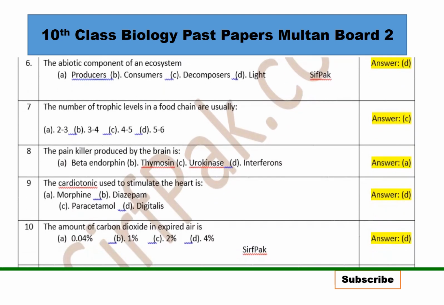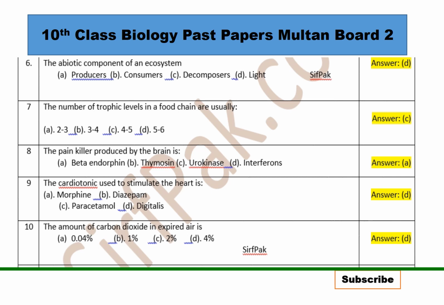Number 8, the painkiller produced by the brain is A. Beta endorphin, B. Thymosin, C. Urokinase, D. Interferons. Correct option is A. Beta endorphin. Number 9, cardiotonic used to stimulate the heart is morphine, diazepam, paracetamol, or digitalis. Correct option is D. Digitalis.